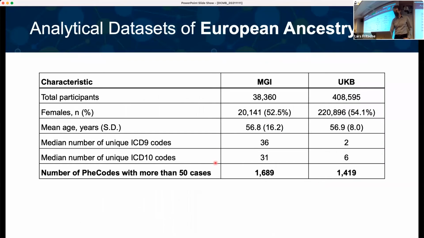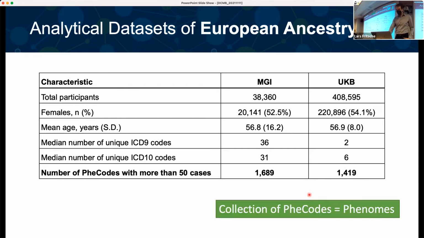Okay, so when we do this with the two data sets, we end up with almost 1,700 phecodes that had at least 50 cases in MGI, and we had over 1,400 phecodes in the UK Biobank that had at least 50 cases. This collection of phecodes is what we call a phenome. This will be relevant later on when I describe a phenome-wide association study. Basically, we can use those 1,500 phenotypes and do associations with each one of them and get an idea how specific a polygenic risk score is.